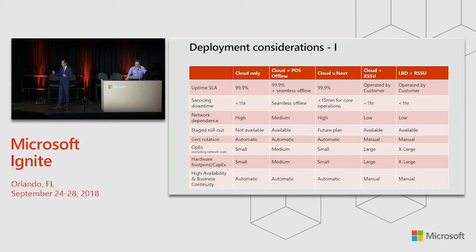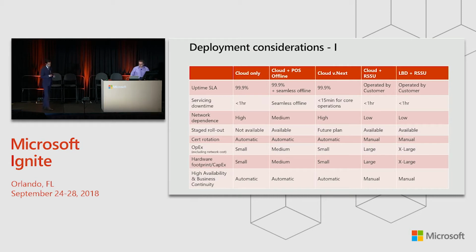Cloud plus RSSU and LBD plus RSSU, the organization is taking on a lot more responsibility for ongoing operations and maintenance, so it's much larger OpEx there. Hardware in the cloud only is going to be small. Cloud plus offline, you need to have more hardware to be able to support databases and so forth. Cloud vNext, much less footprint, whereas the last two, much higher expenditure to procure all the servers that you'll need.